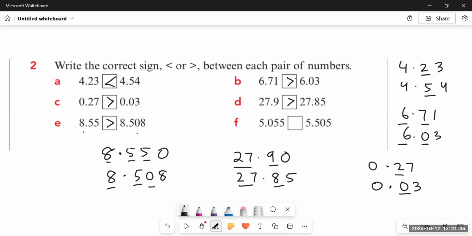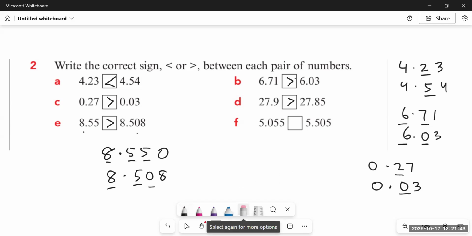Okay, and next we have 5.055 and 5.505. So that's a very simple thing. Here we have 4 digits in both and 3 decimal places in both of them. So we will compare the first places first. Both are 5. So we'll compare the next digit, that is 0 and 5. 0 is smaller, so this one would become greater automatically. Okay, this is how we have to do these types of questions. Now let's move to the next one.